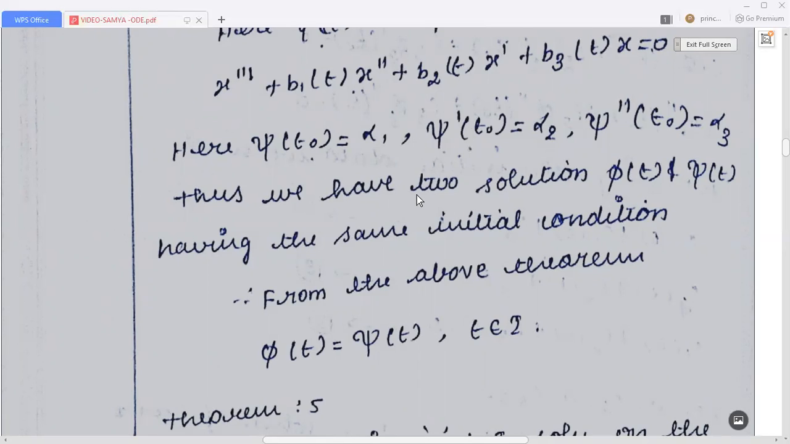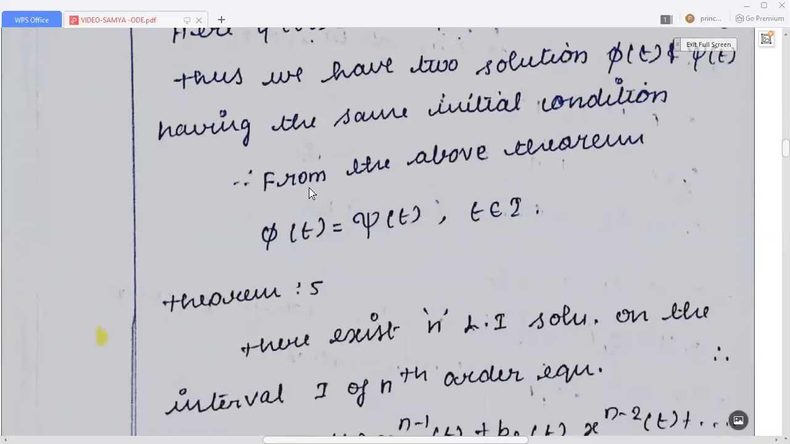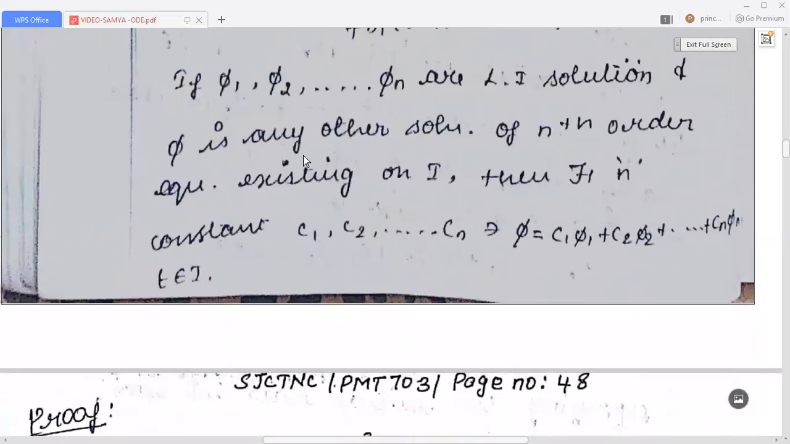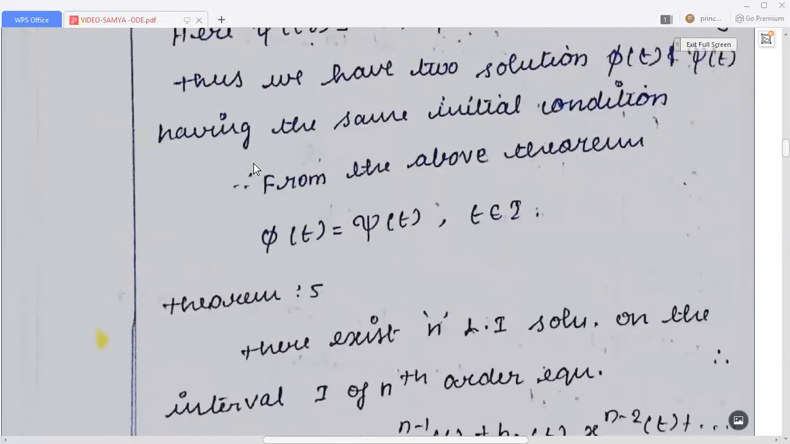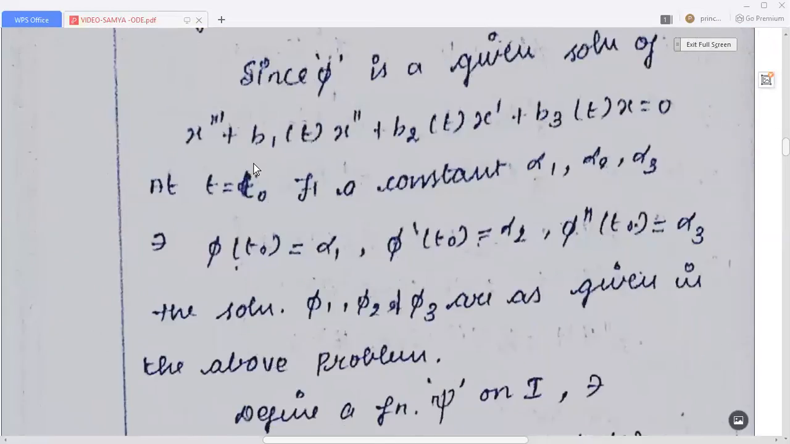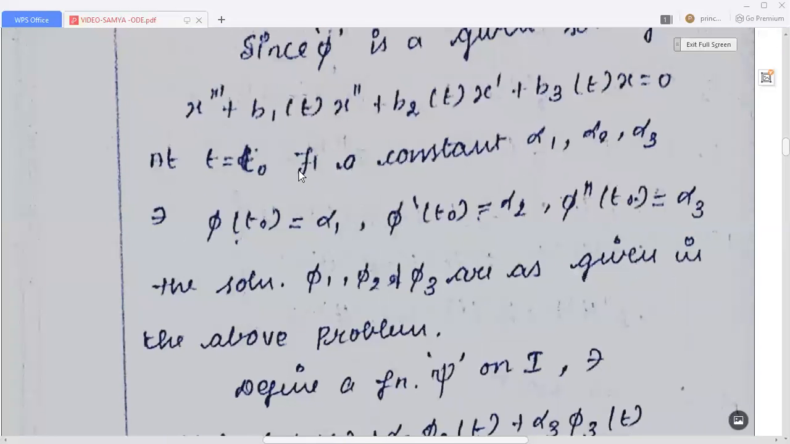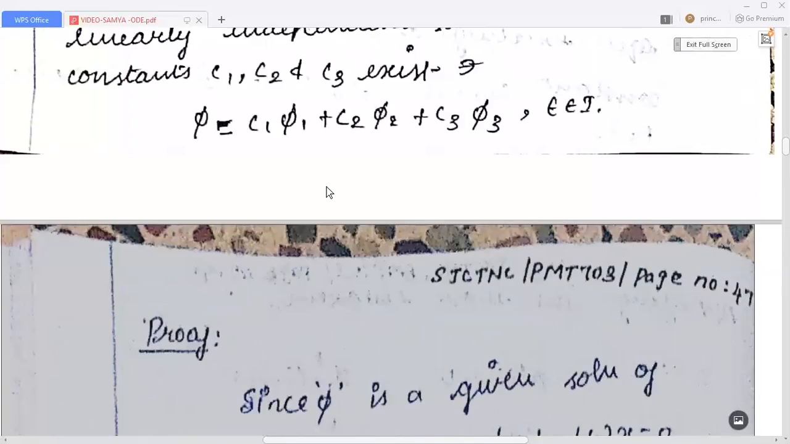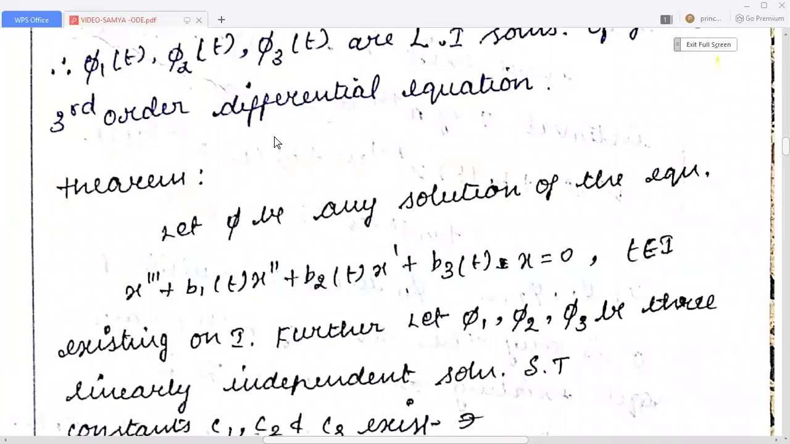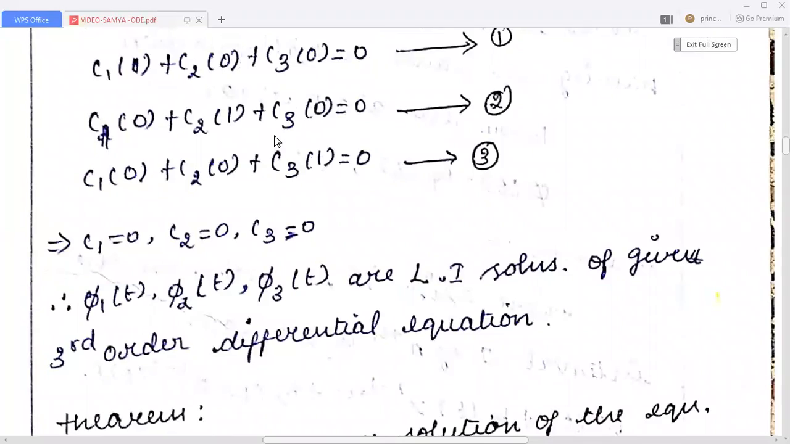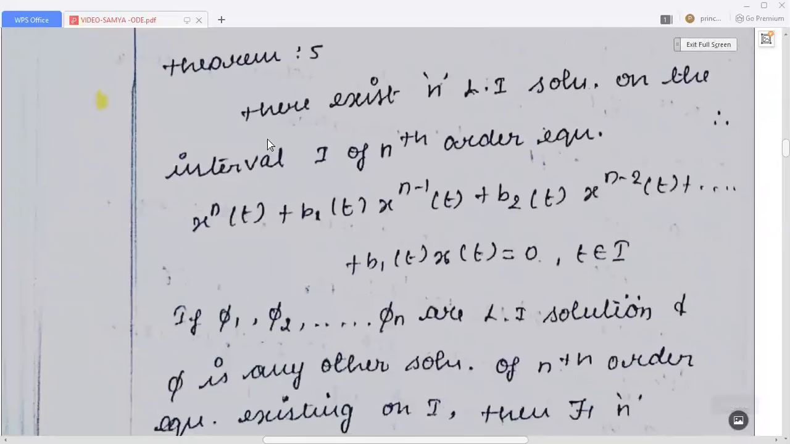Thus we have two solutions pi of t and psi of t having the same initial conditions. Therefore, from the above theorem, pi of t equals psi of t. So this completes the proof. So this result can be extended for nth order differential equation. So combining the above two results, we can prove the following theorem.